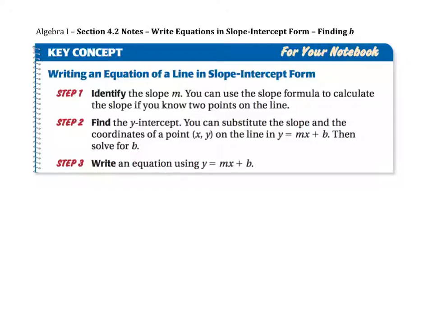So step 1 says identify the slope. So the first thing you want to do is find the slope. You either can use the slope formula, which remember is y2 minus y1 over x2 minus x1. So remember, that's just subtract the y's over subtract the x's. Sometimes you might just be given the slope itself. Sometimes you might be given the graph and you can do rise over run to count up and over or down and over to see what the slope is. But in any case, you first have to find the slope.